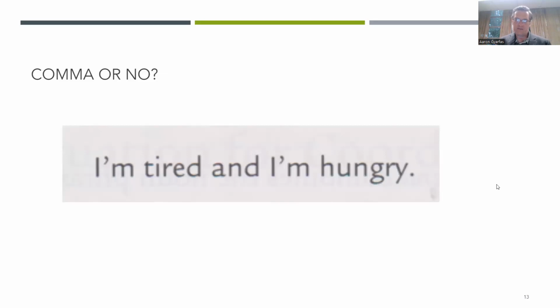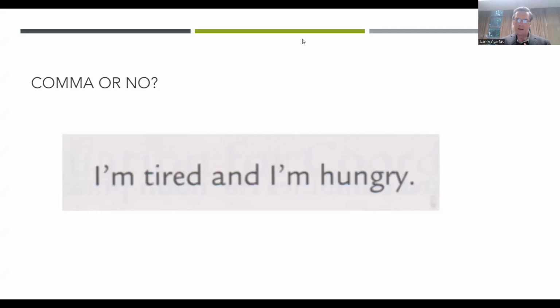What about here? Comma or no? And here some of you would say, well, yes, Mr. Aaron, you just told me that if I have two complete sentences with two subjects and two predicates, I'm supposed to put a comma. Here we have I am, that's a subject and a verb. And then I am, another subject, another verb, put a comma. Yes, you can put a comma here, right?